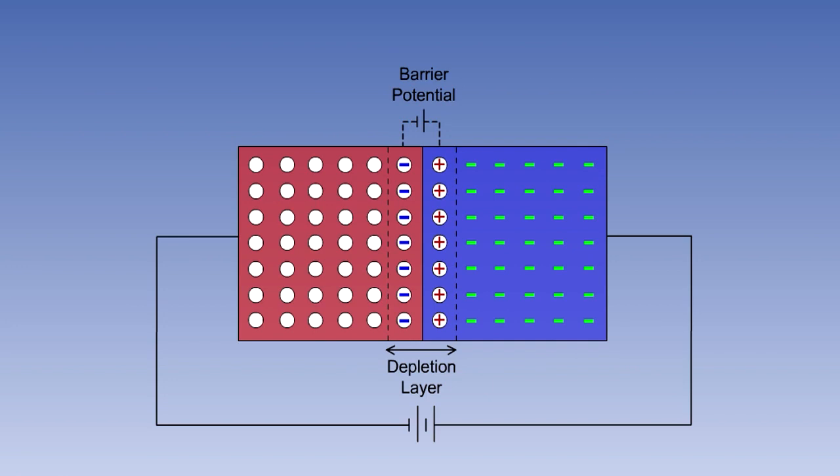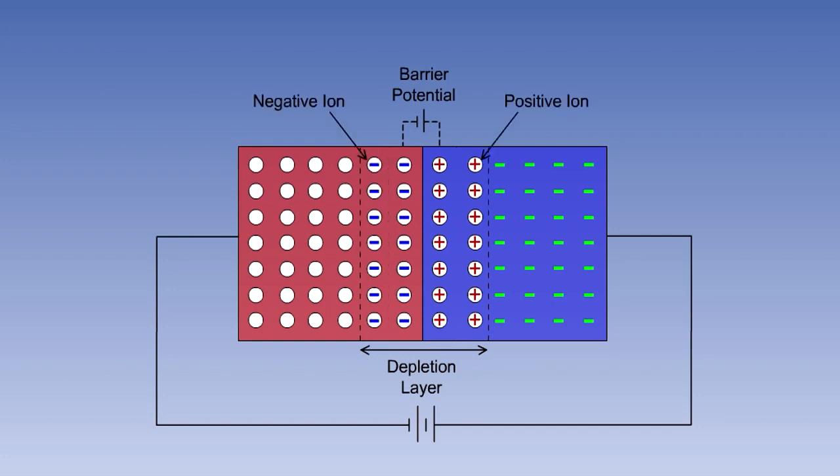If we now connect an external EMF across the material, with the positive terminal connected to the N-type material and the negative terminal to the P, electrons will be attracted to the positive terminal and will be pulled from the N side of the junction. Similarly, holes will be attracted away from the P side of the junction towards the negative terminal. This increases the number of positive and negative ions, deepening the depletion layer. Apart from a very small leakage current, this deepening of the depletion layer prevents current flow across the junction. The junction is said to be reverse biased.